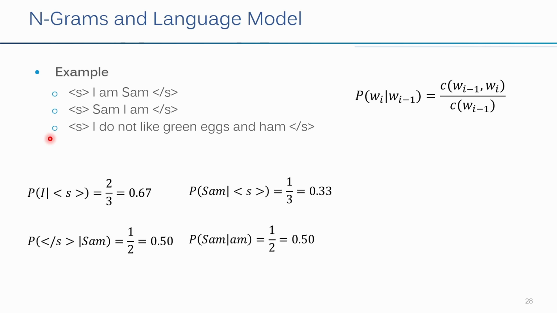So in this case right here, what is the probability that any sentence starts with the word I? It's pretty much how many times those 2 here occur.